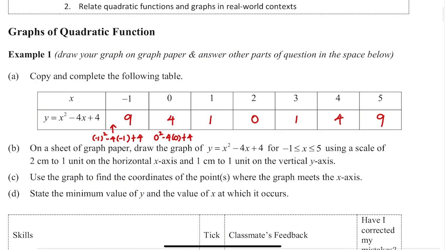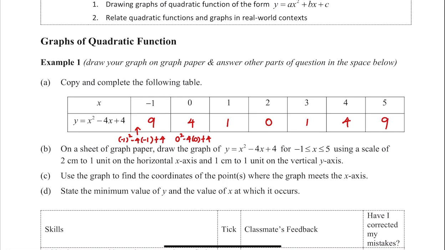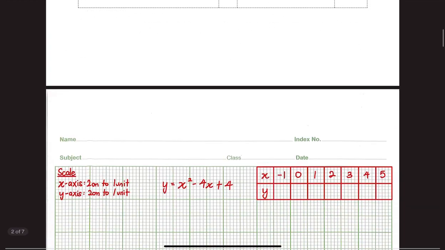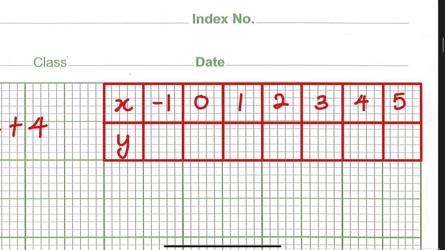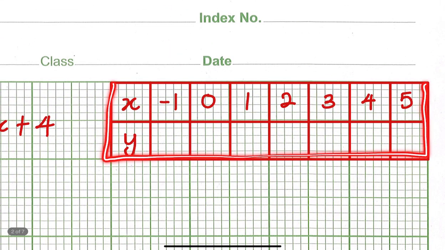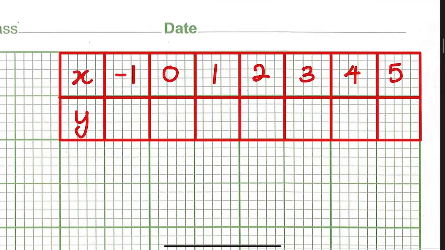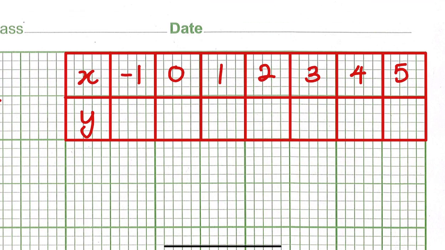Now the next part. On a sheet of graph paper, draw this graph, where the x range is from negative 1 to 5, using a scale of 2 cm to 1 unit on the x-axis and 1 cm to 1 unit on the y-axis. Take your graph paper, copy down your table of values on the top right side of your paper, and use a pencil and ruler to draw your table very clearly. Then fill in the table of values from part a at the top right of your graph paper: 9, 4, 1, 0, 1, 4, 9.